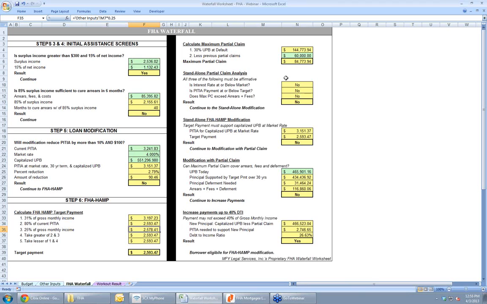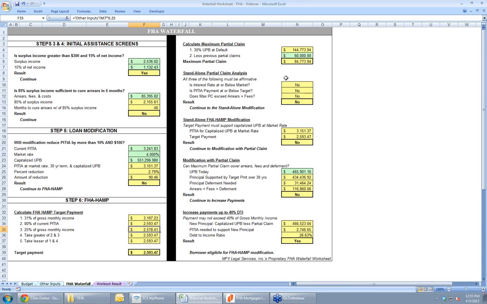So one potential loss mitigation option here under FHA HAMP is a standalone partial claim. The way in which you get a standard partial claim, I think these are going to be pretty rare, is you have to meet these 3 tests. The current interest rate has to be at or below the market rate.